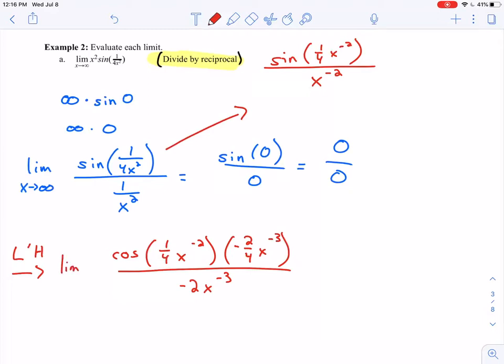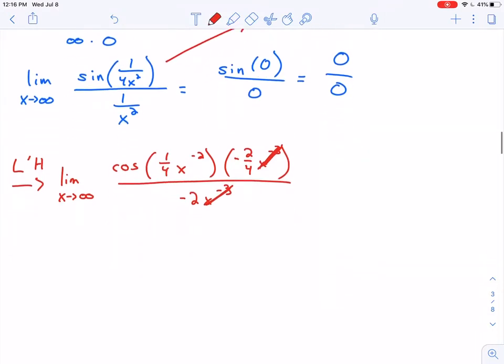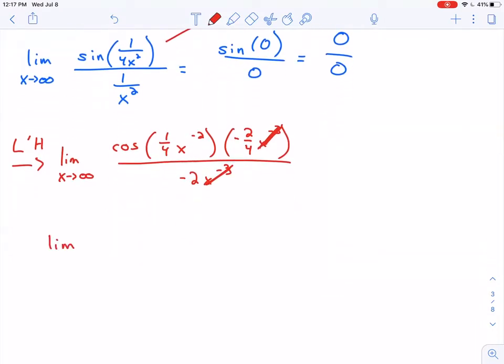So limit as x approaches infinity of this new statement. And hopefully we should see that we can cancel a few things here. I see x to the minus 3, I see x to the minus 3. Hey, look at that. Those two will cancel. Let's rewrite some of this. I'm going to just simplify this and clean it up here. So we have limit as x approaches infinity. I'm going to rewrite this as cosine of 1/4x squared. Once again, I think that's going to be easier to work with, times negative 2/4.